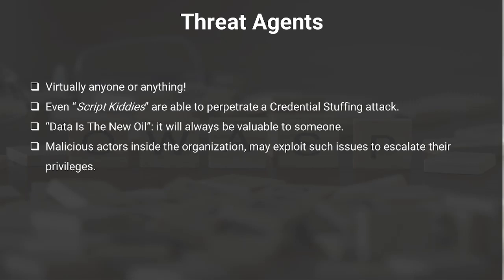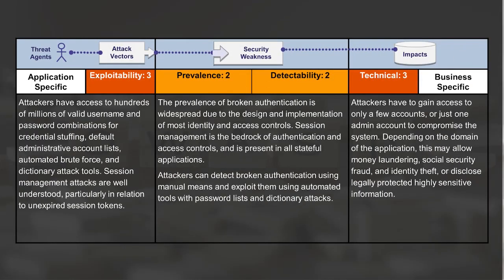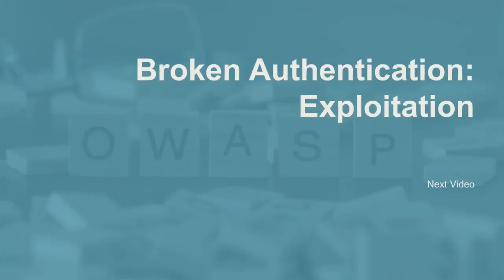Sometimes authentication flaws, such as default or weak passwords, are abused inside the organization as a way to escalate privileges. Access to sensitive information may have a huge business impact. You'll find this table in the OWASP Top 10. Pause the video and take your time to carefully read it. In the next part, we will exploit several authentication flaws in order to access the application as admin.